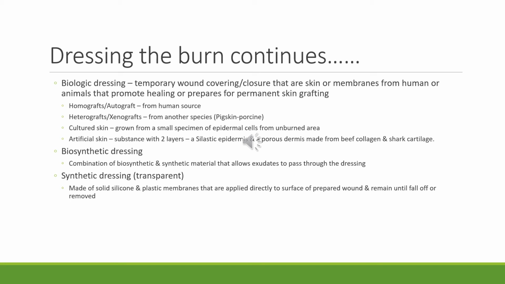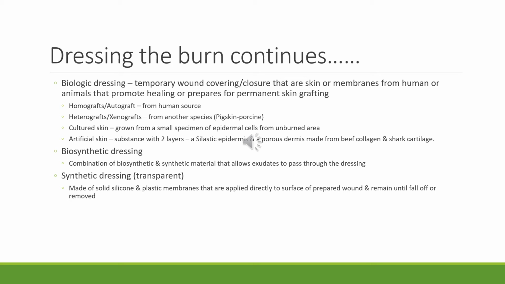There's cultured skin, which is grown from a small specimen of epithelial cells from an unburned area. So that's where it's grown in a lab and then utilized at the correct time. And then artificial skin is a substance with two layers. There is an elastic epidermal and a porous dermis made from beef collagen and shark cartilage that is used. And then once that top layer starts dissolving, it is replaced with what they call a neodermis, and that is blood vessels and connective tissues that help support healing.